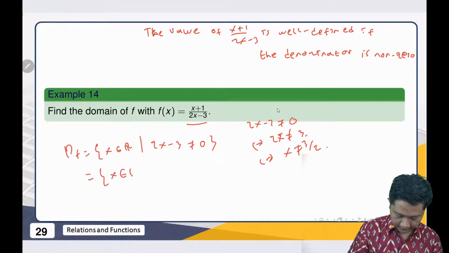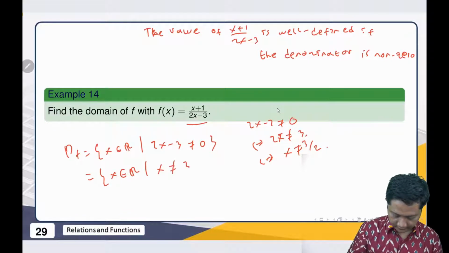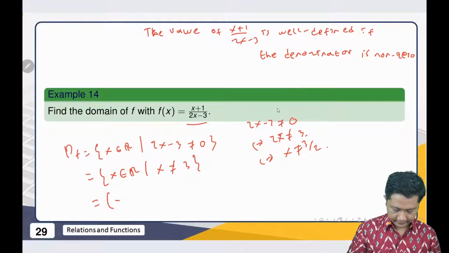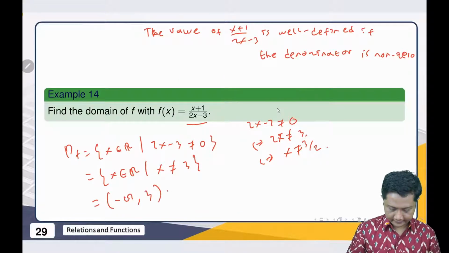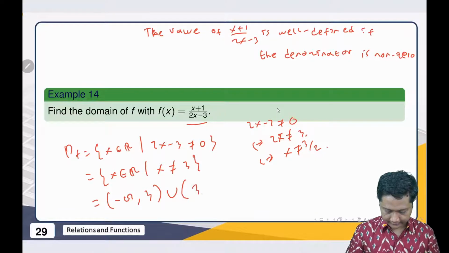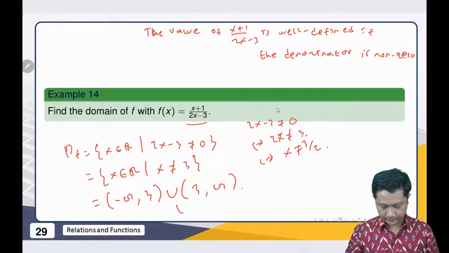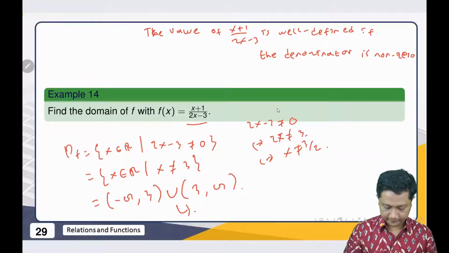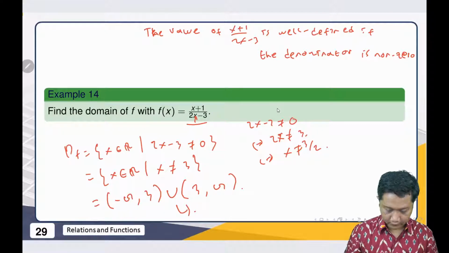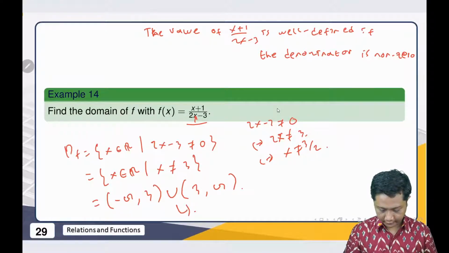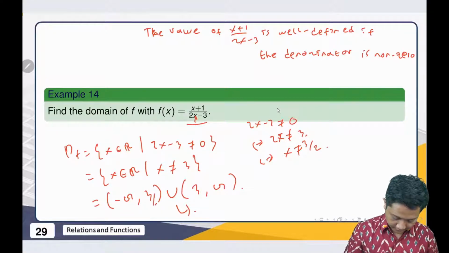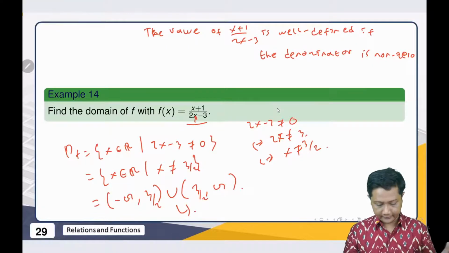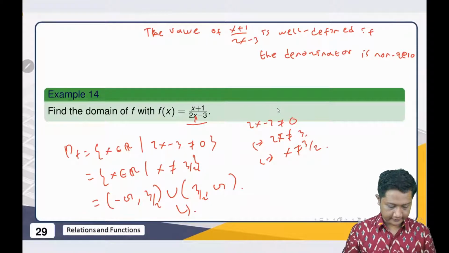So x in R where x is not equal to 3. If we write it in interval, then we have negative infinity to 3 union 3 to infinity. We don't have 3 in the domain, because if we assign 3 here, 2 times 3 over 2 is 3, minus 3 is 0. So this is the domain.